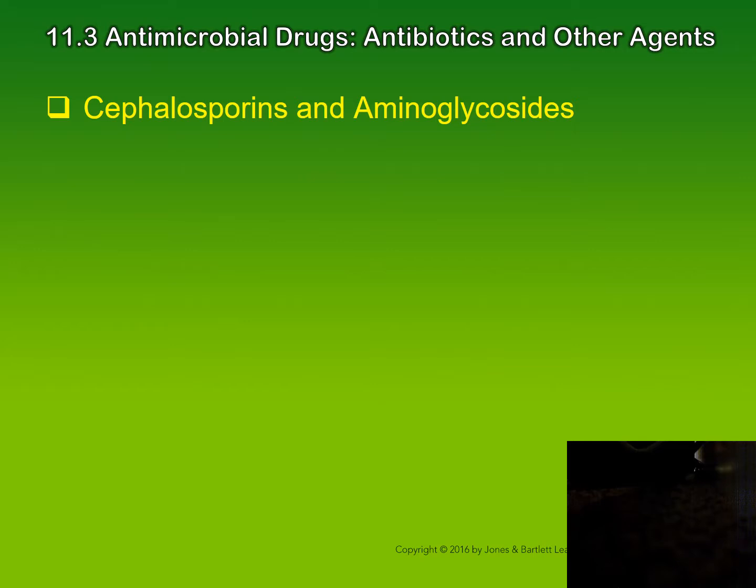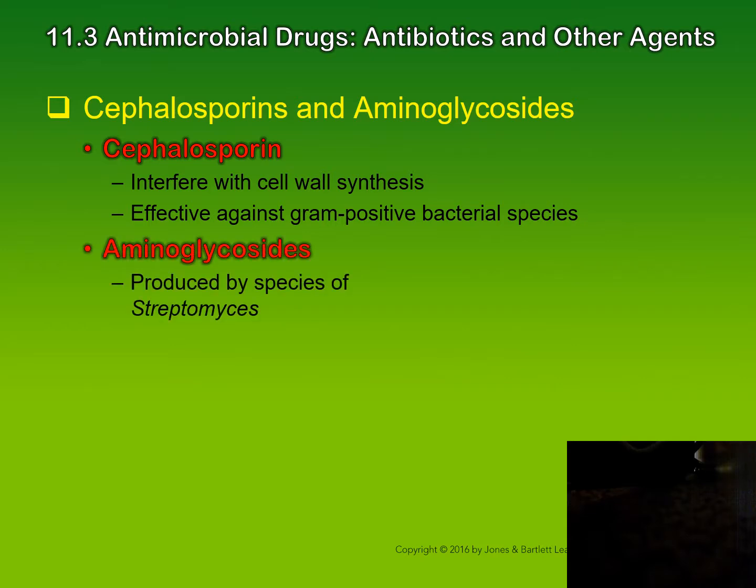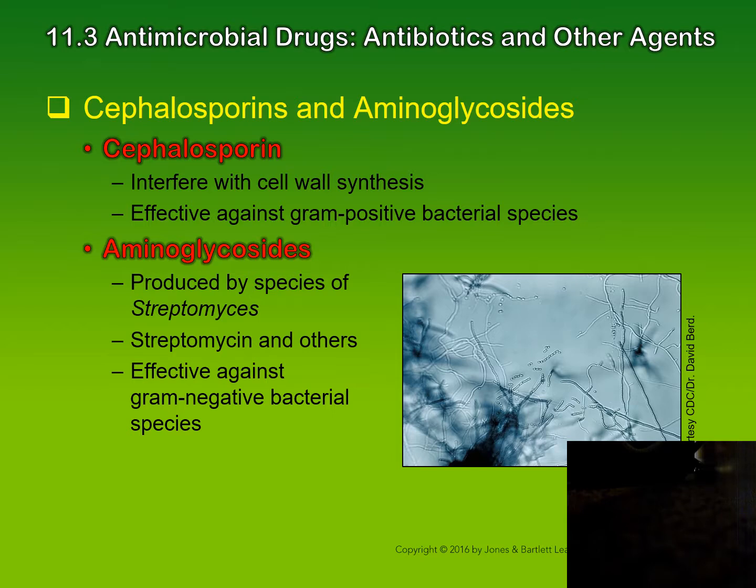Okay, cephalosporins and aminoglycosides. Cephalosporin is one of those antibiotics, and it is also going to interfere with cell wall synthesis. It is effective against gram-positive bacteria. Aminoglycosides, which are produced by some species of Streptomyces, are effective against gram-negative bacteria. So between the cephalosporins and the aminoglycosides, we have the ability to cure both gram-positive and gram-negative infections. The aminoglycosides in general inhibit protein synthesis.